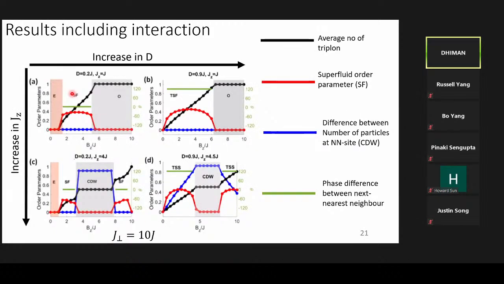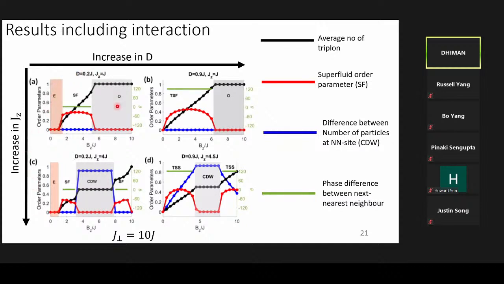Here I have plotted 4 results. You can see that in the horizontal direction, the DMI is increasing, or in terms of the Haldane model, the complex next nearest neighbor hopping is increasing. And in the vertical direction, the interaction among the triplons, the repulsive interaction, is increasing.